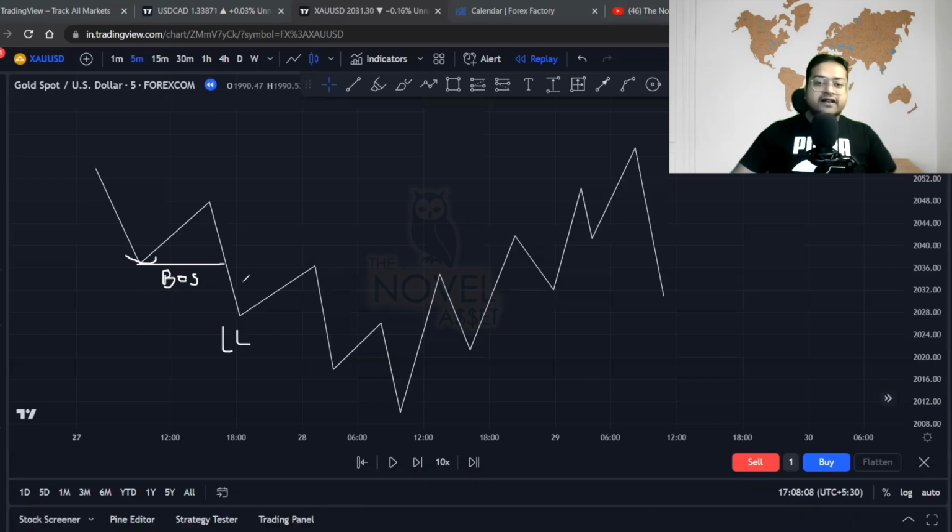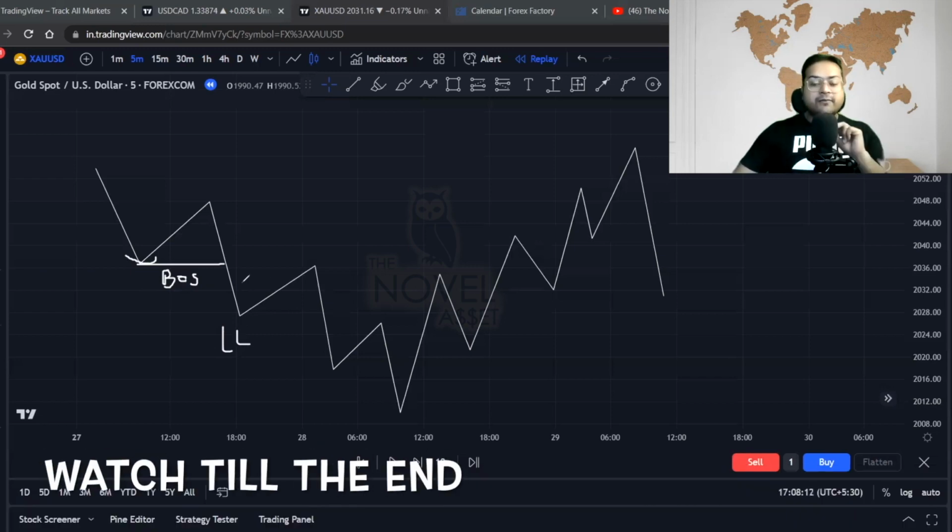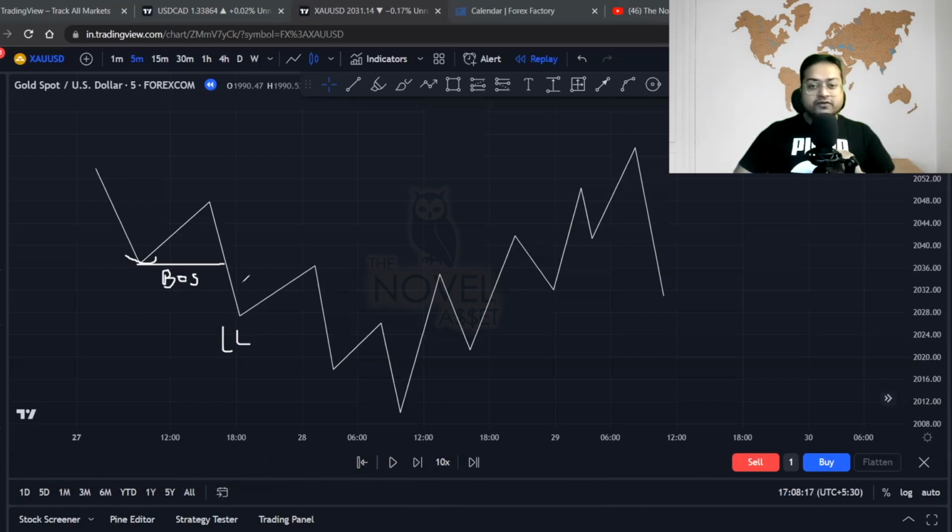Right now, we are revising the retail concept, and by the end of the video I'm going to show you the real market structure. How can we map the market structure institutionally, and what mistakes do you normally make while drawing your market structure? So let's understand this concept over here.